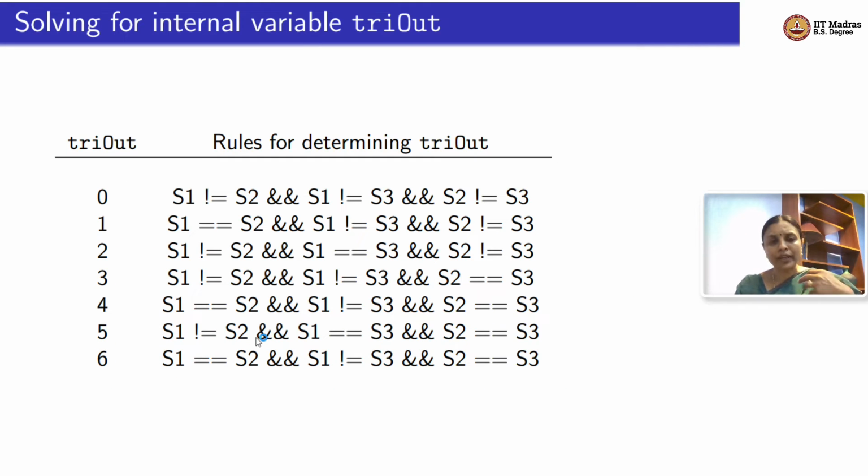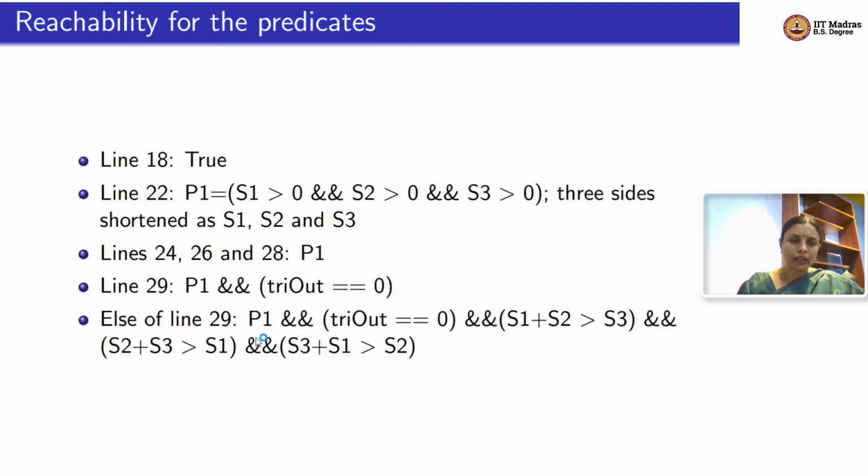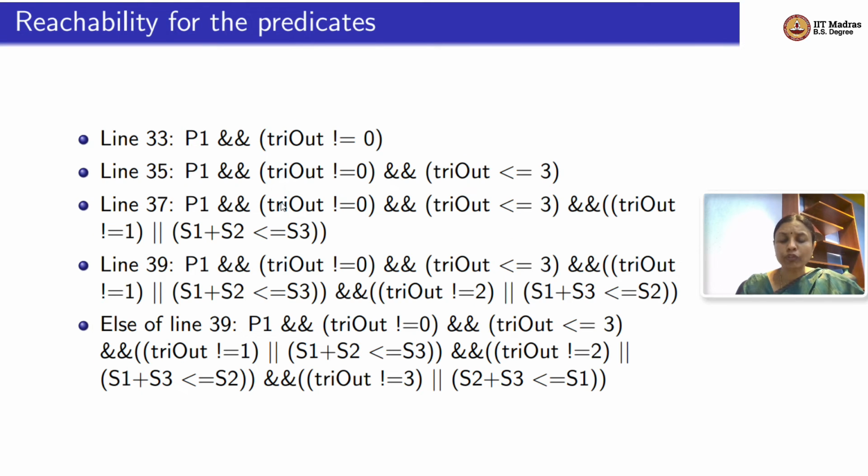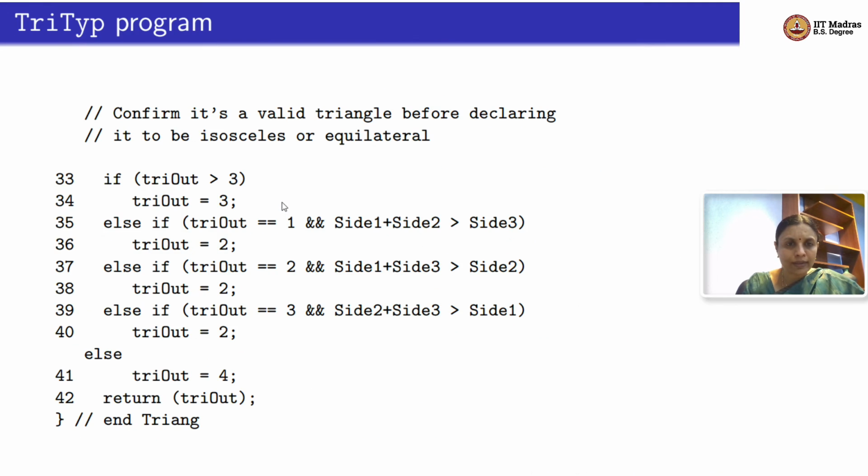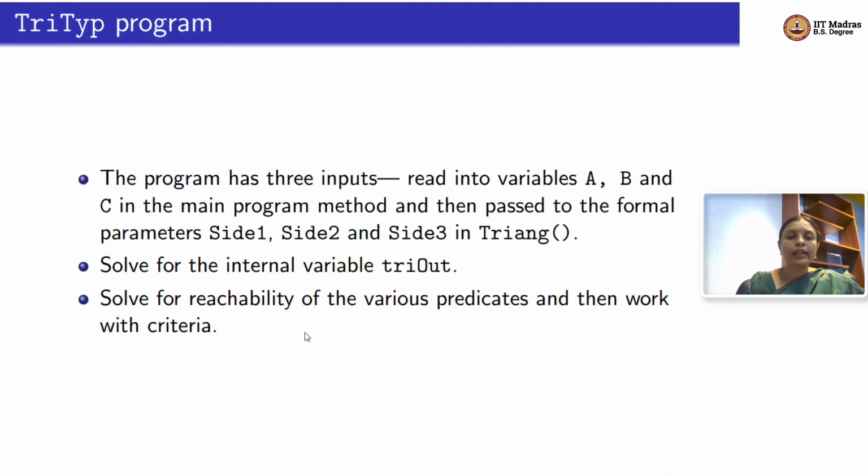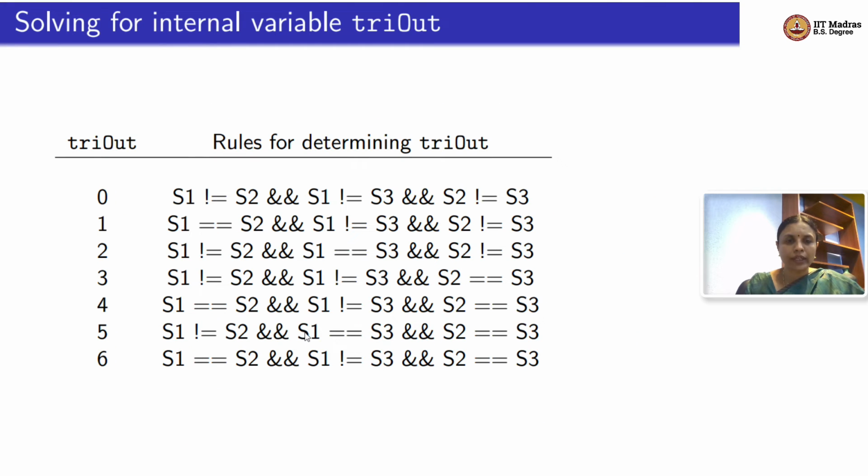Now I'll solve for tryout. Specific lines here had specific values for tryout. So let me just go back to the code. 33 says tryout was greater than 3. 35 says tryout is 1, 37 says tryout is 2, 39 says tryout is 3. So I'll solve for specific values of tryout.